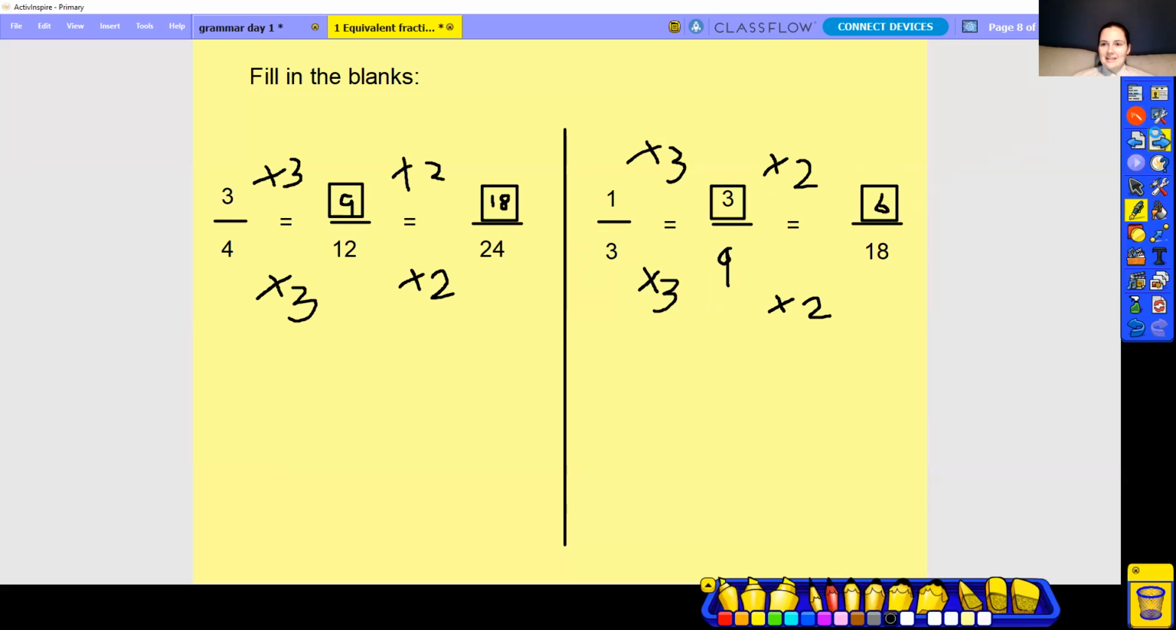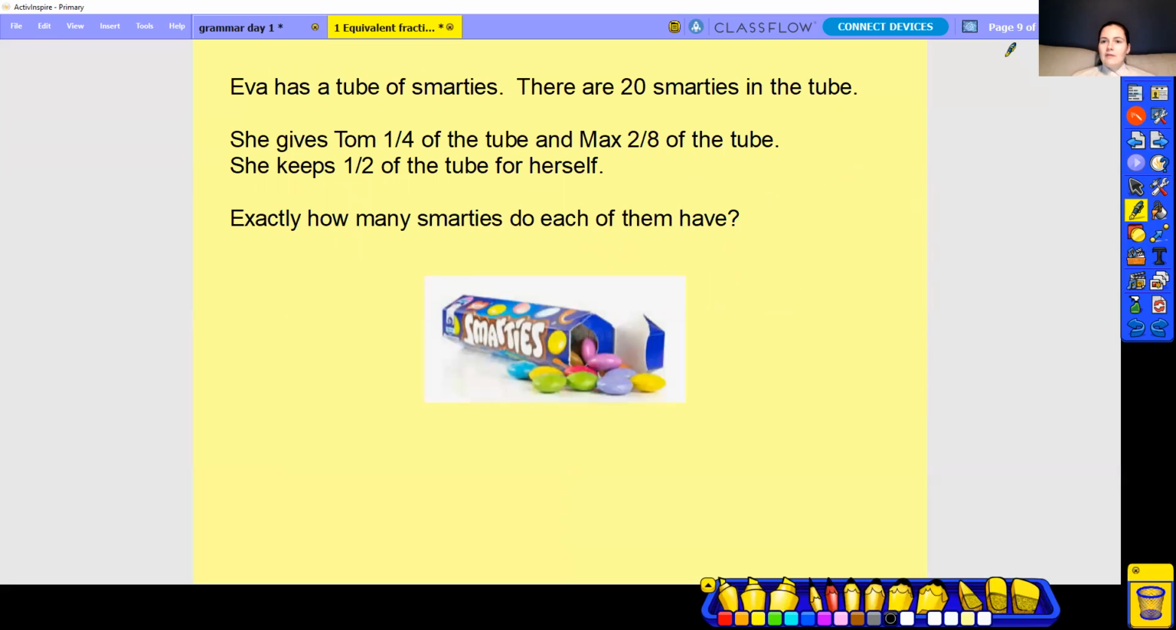Okay, let's move on. Right then, so Eva has a tube of Smarties. There are 20 Smarties in the tube. So you've got 20 in the tube, so remembering that. She gives Tom a quarter of the tube and Max 2/8 of the tube. She keeps 1/2 of the tube for herself. How many Smarties do each one of them have? This is asking you to find fractions of a number. Okay, so this is slightly different. So we're going to go through it together.